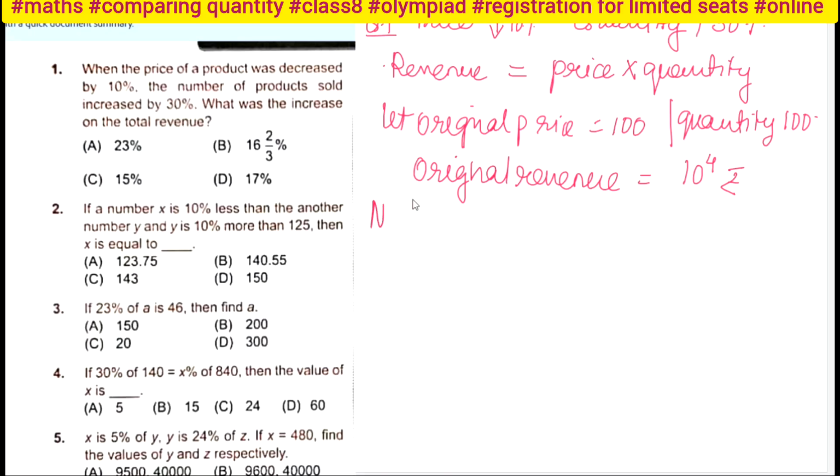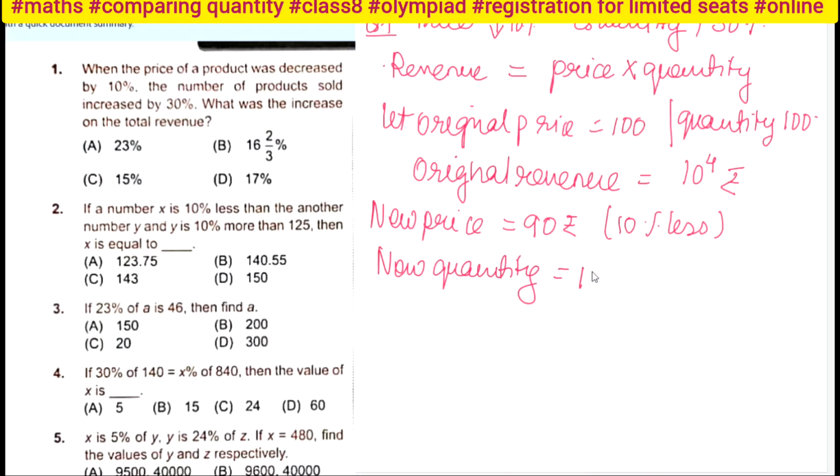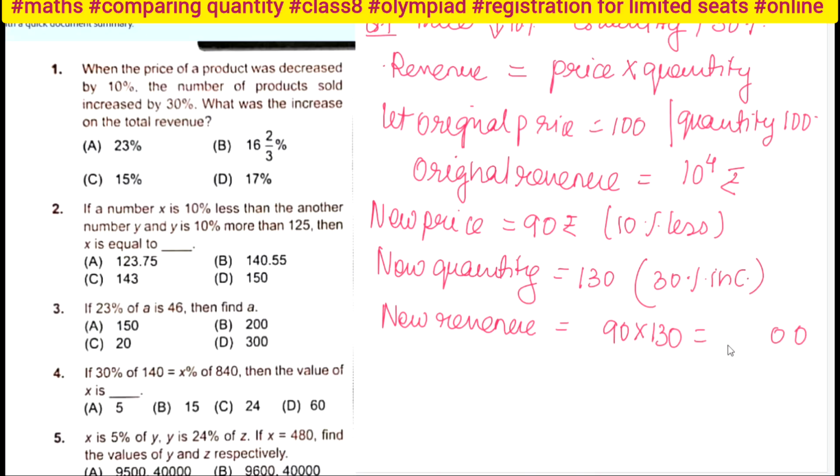Now new price is 10% reduced, so new price will be 90 rupees because 10% has been reduced. So new quantity becomes 30% increase, so it becomes 130. Why? Because 30% increase. So new revenue will be 90 into 130. What will I get? 11,700. So this will be my new revenue.